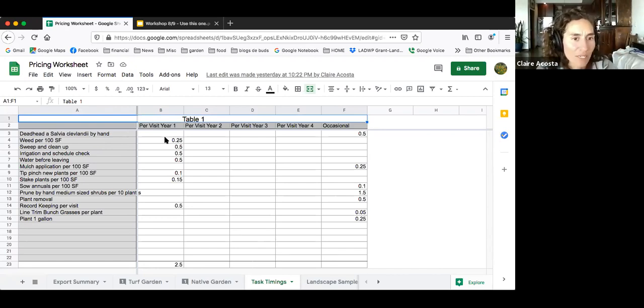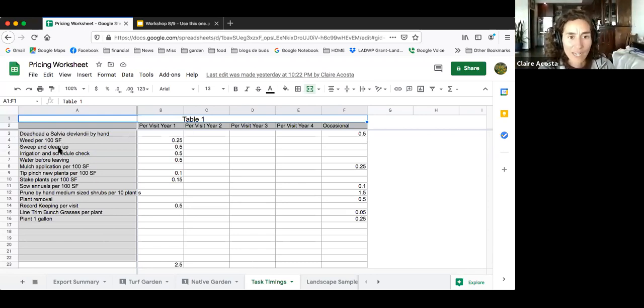But essentially there are some examples here, like deadheading a Salvia clevelandii by hand. We have it as a half hour. So if you have 3 Salvia clevelandii, or Cleveland sages, in a garden, that's at least an hour and a half you have to prune them every year. So that's going to be in your annual costs or in your monthly visit cost.